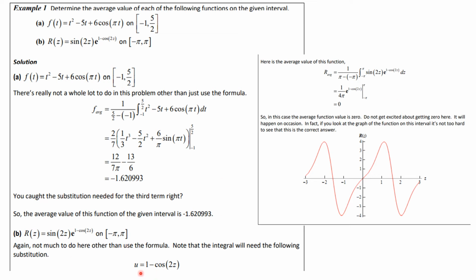Now, to evaluate this integral, you have to use a u substitution. This is the u substitution you use. And when you complete that, you should end up with a 0, which means the positive and negative areas cancel out, and that means the average is 0.